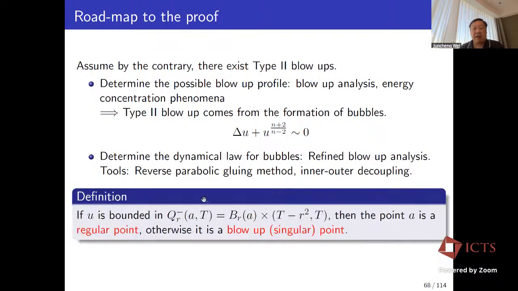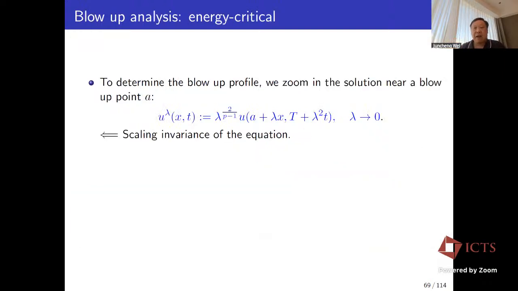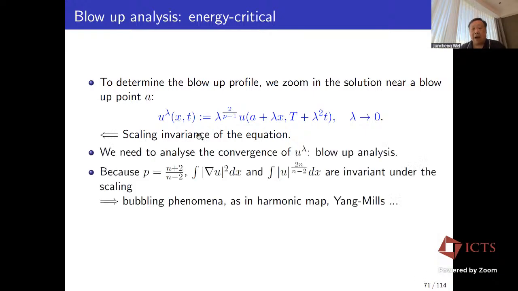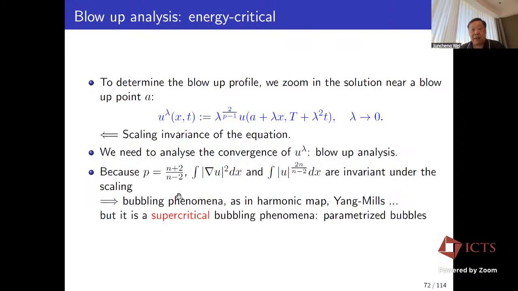Okay, so let's now do the proof. Suppose we have a blow-up point, and we need to analyze the first bubble. To determine the blow-up profile, we zoom in, using the scaling invariance of the equation. Because this is a critical exponent, the L infinity norm and this norm are invariant. So we have a parabolic phenomenon. But this is a subcritical case because we have one more variable, which is u_t.